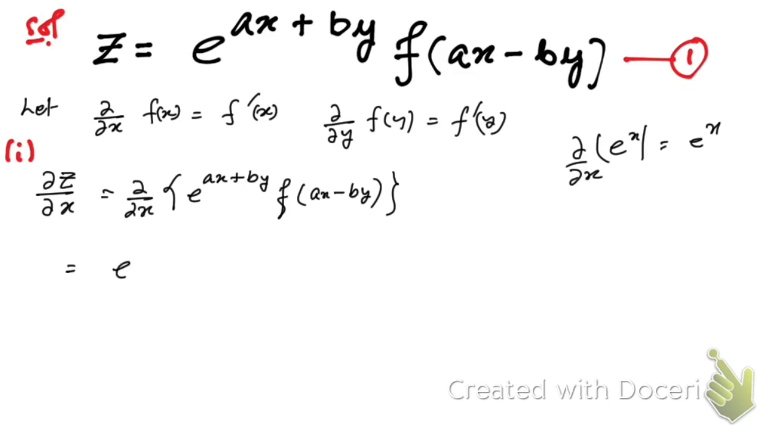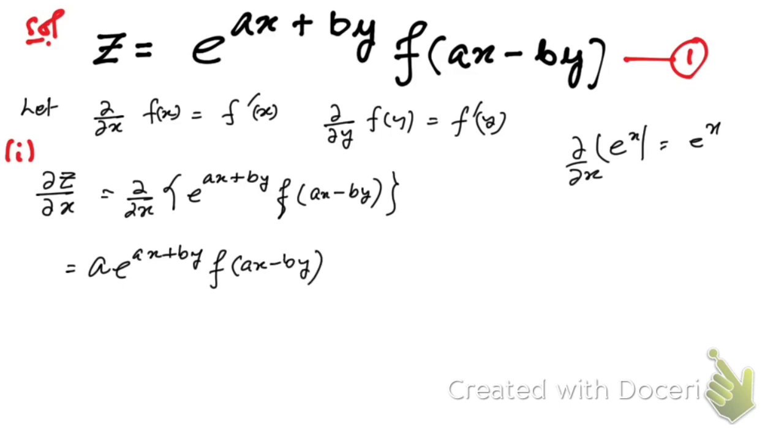The derivative of e to the power ax plus by will be e to the power ax plus by, and the derivative of ax plus by should also be taken. If you differentiate it partially, this term gives you a, and this term is 0 because it is a function of y. So the derivative of ax plus by is nothing but a. Here we get a, then the second function, f of ax minus by.